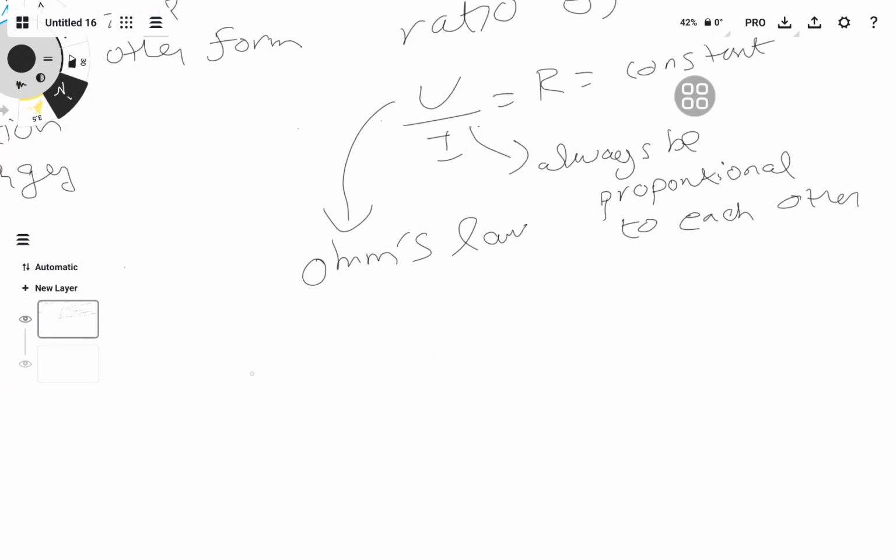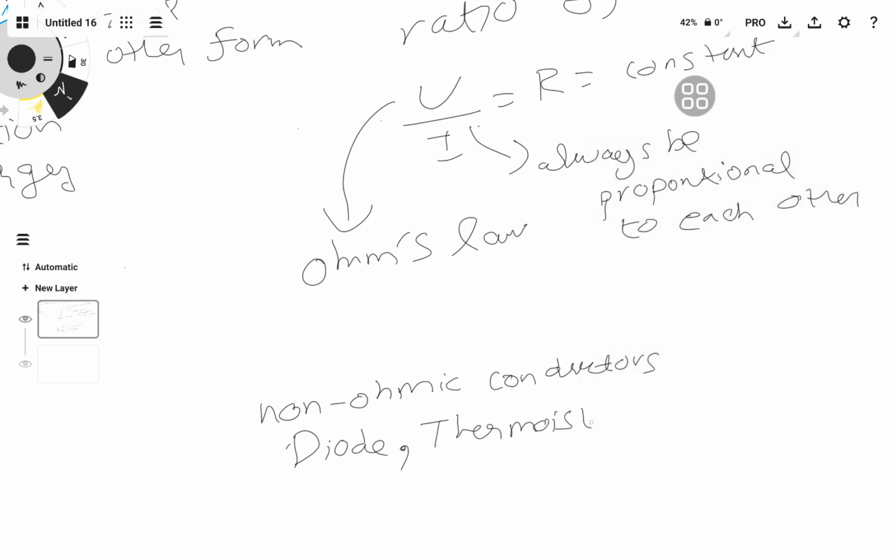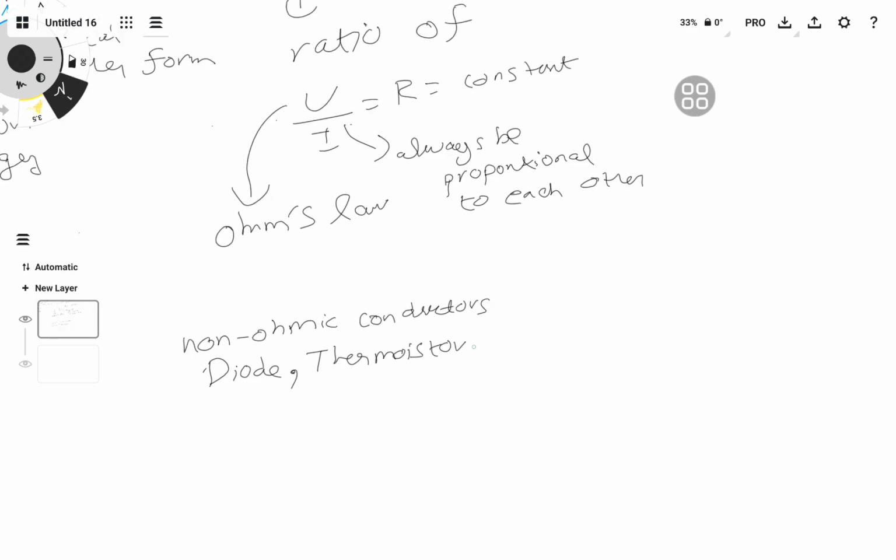So Ohm's law. Next, we have some non-ohmic conductors: diode, thermistor, LDR, light dependent resistor.